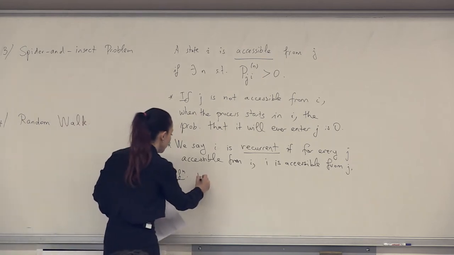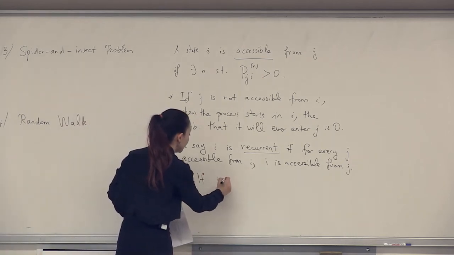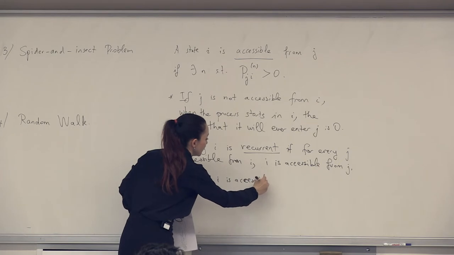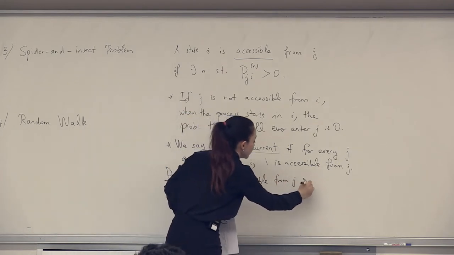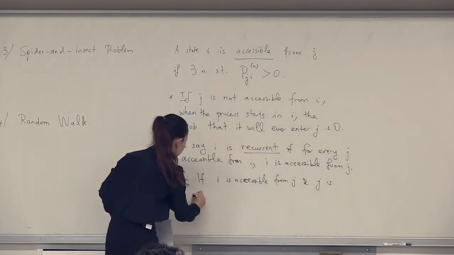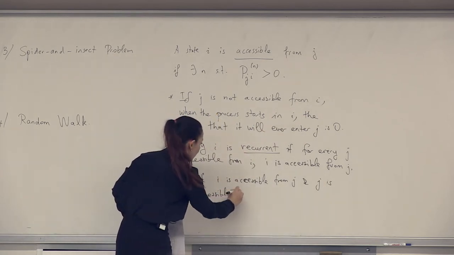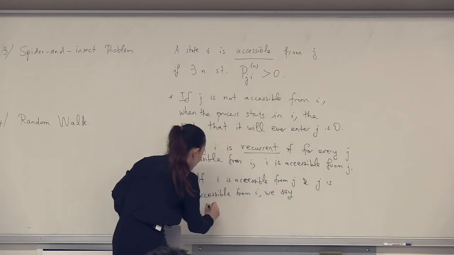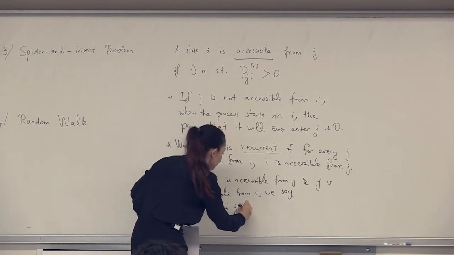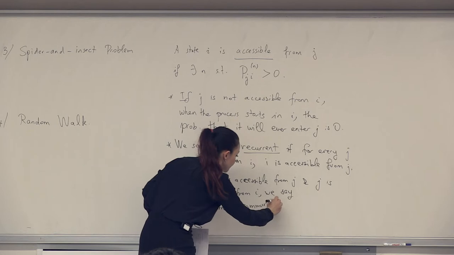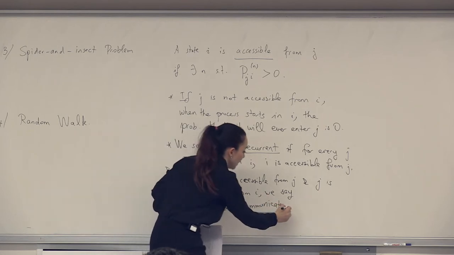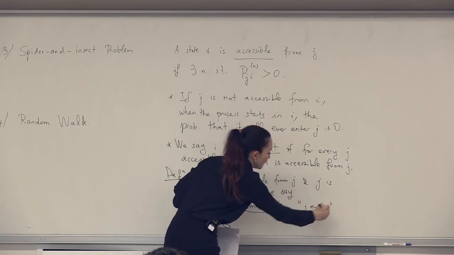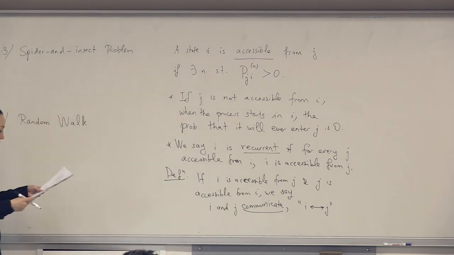Now, if I is accessible from J, and J is accessible from I, we say I and J communicate, and we denote it as I double-headed arrow J. I and J communicate. Okay.